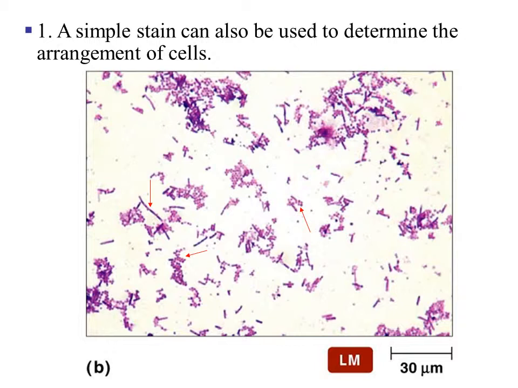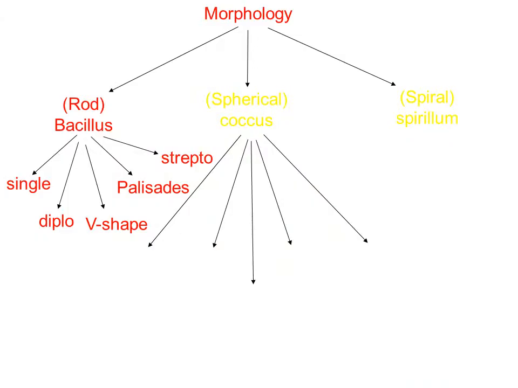A simple stain can also be used to determine the arrangement of cells. So the shape is bacillus, and it can be just one bacillus, or it can be 2, or it can be V-shaped, or it can all be lined up to resemble a fence called palisades. Or it can be a long line of hundreds that will be called streptobacillus.